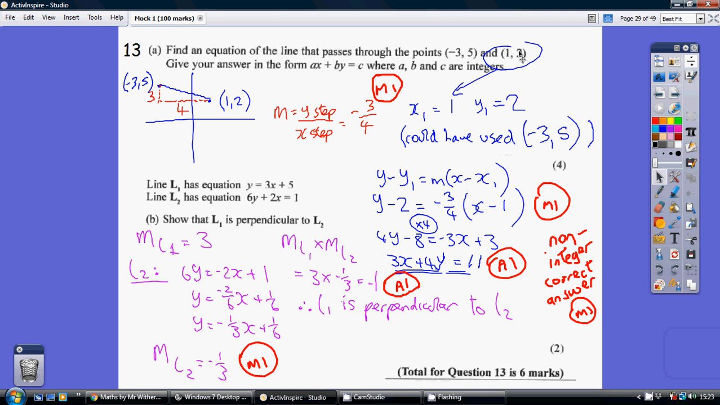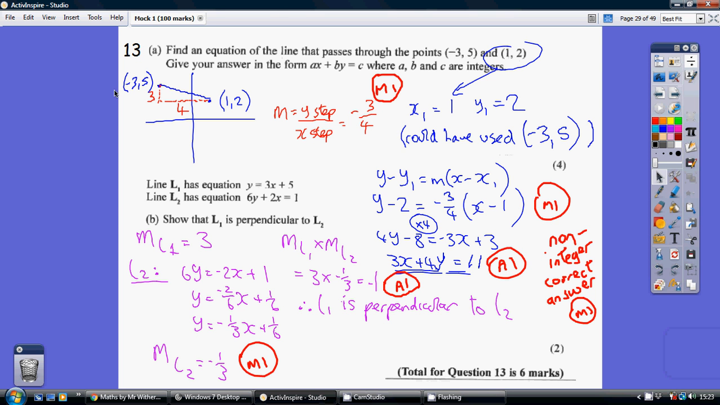Well, we know two points on the line, so I'm going to choose to use the simpler one, (1, 2), so my x1 will be 1 and my y1 will be 2. But before I can utilise the formula, I need to work out the gradient. Now if you know two points, the easiest way to work out a gradient is just to do a quick sketch and then do the y step over the x step.